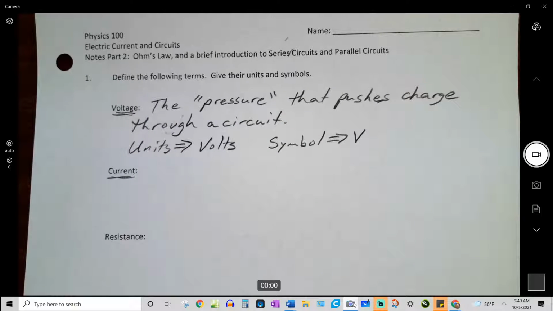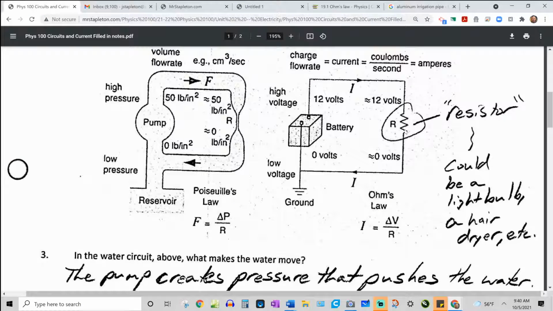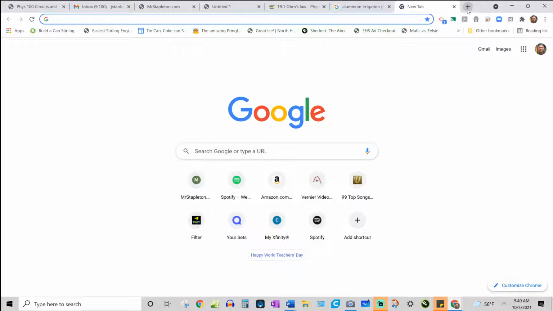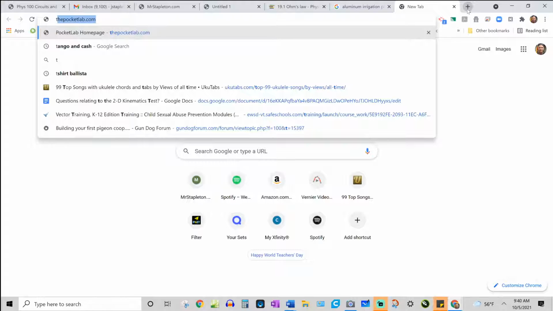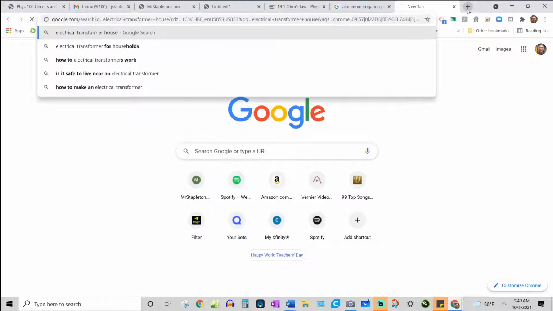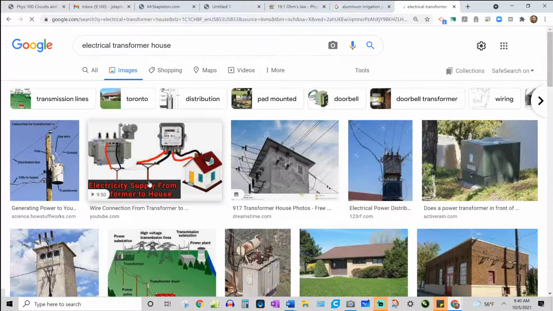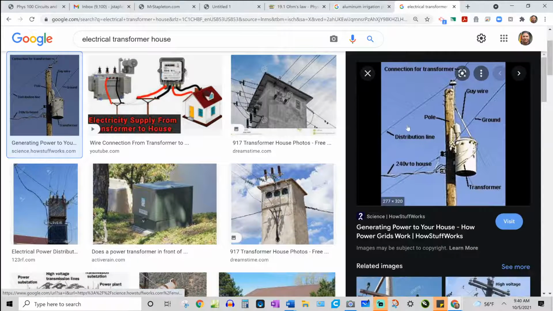Wait, so what's a transformer? Isn't that like a bunch of power in a box? So if you look at the ones out at the road, a lot of times those are cylinders, and it depends on what kind. But the ones at the road, let me do electric transformer, house. I bet we can find a good picture of one. There we go. That's kind of typical right there. Open this up and yeah, like that.